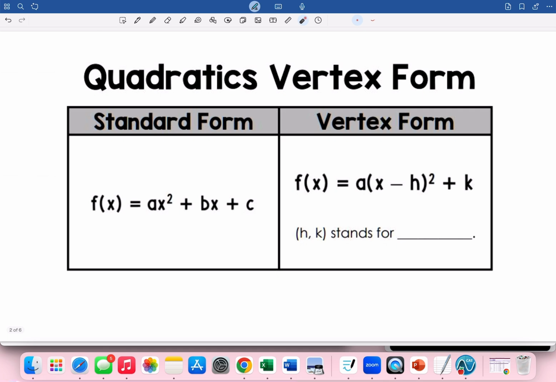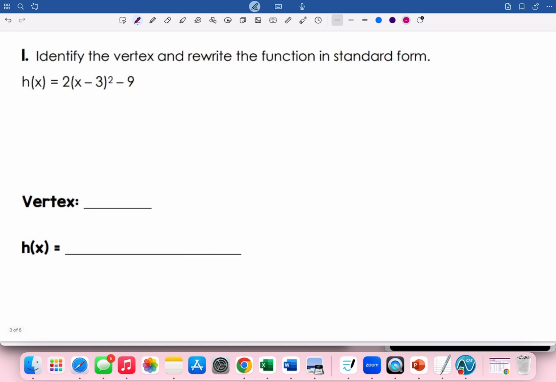So, quadratics in vertex form. Remember that the standard form of a quadratic function is written in the form of ax squared plus bx plus c. And vertex form is f of x equals a times x minus h squared plus k. Remember here that (h, k) stands for your vertex. It's very important to remember that h is always opposite of how it appears in the problem. There are no tricks with k. If there are no questions, let's go ahead and open up our notes to number 1.